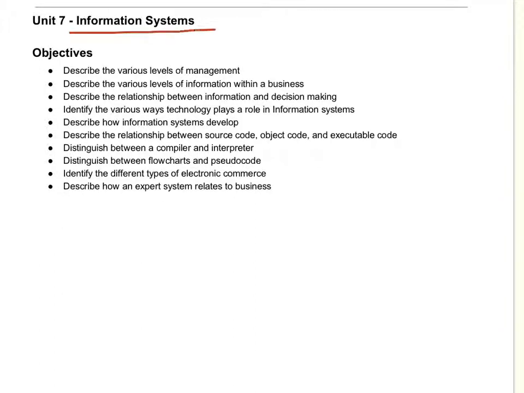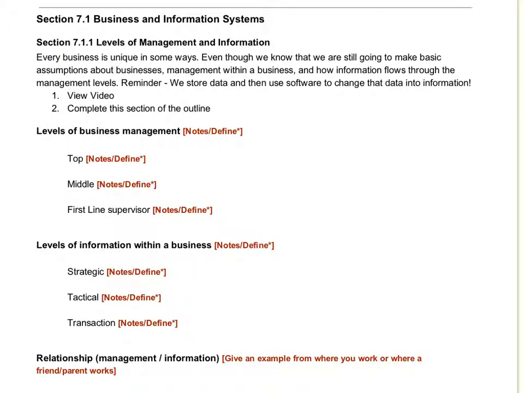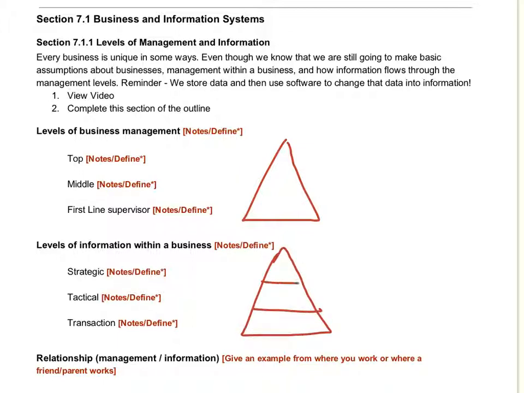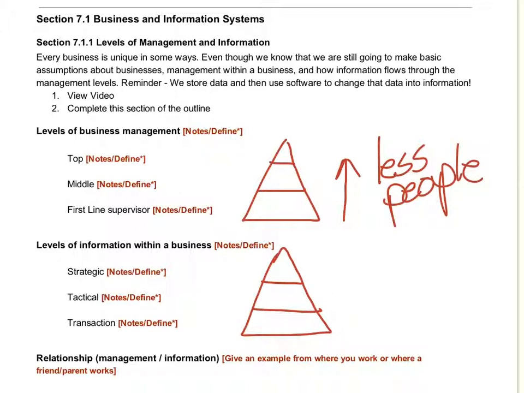Information systems. Make sure you look over the objectives. We talked about levels of management. We talked about levels of information. Triangles get smaller because it gets smaller as we move up, because here we have typically less people involved at the different levels.